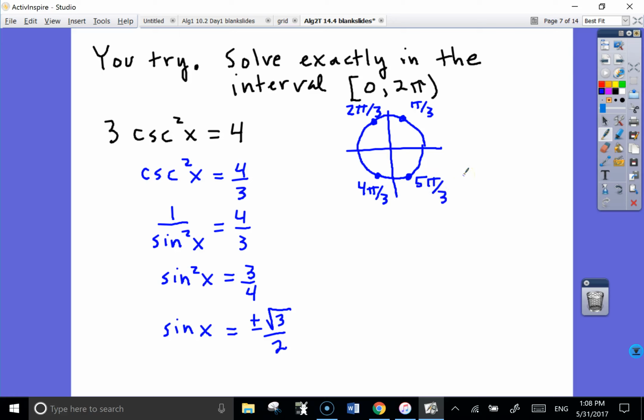Okay, and at that point it said just between 0 and 2 pi, so are there any others? No? I mean, you don't have to add plus n pi or anything like that. So those are the answers. X equals pi over 3, 2 pi over 3, 4 pi over 3, 5 pi over 3. Okay. Next.